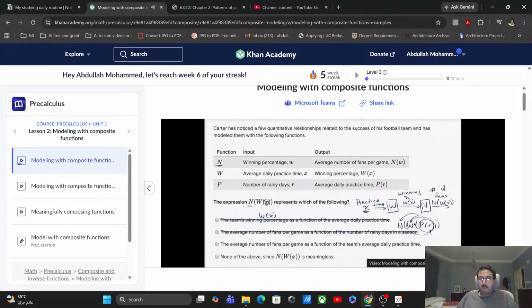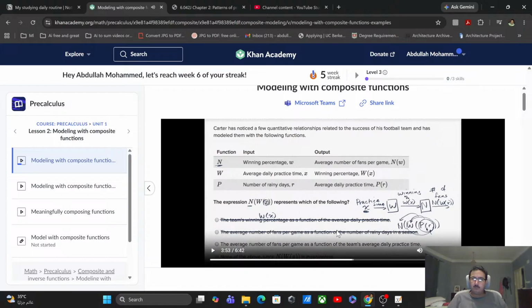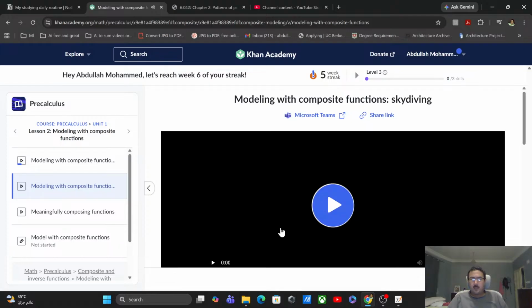And if you found what I just did a little bit confusing, I encourage you to try to set up a diagram like I just did in the beginning. Look, we could start with R to use that as an input to get average daily practice time. That's easy.